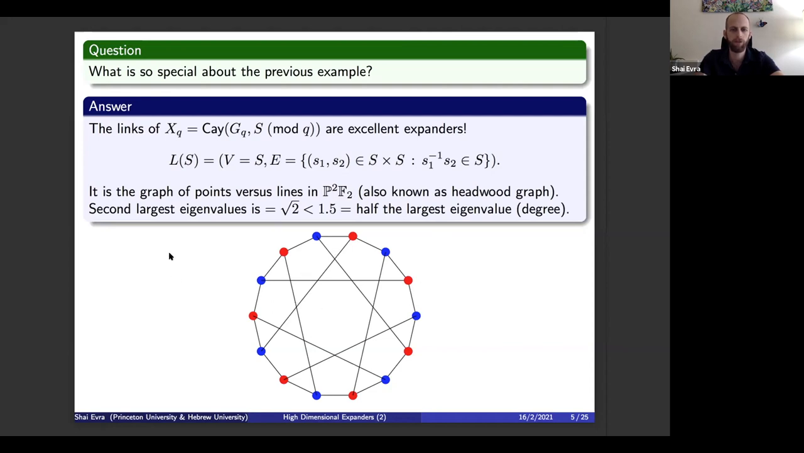And a special feature of this graph is that its second largest eigenvalue is square root 2, and it is strictly, this is important, strictly smaller than half the degree of the graph. So the second that I know this fact, that the link has this excellent expansion property, I can apply Garland's method.